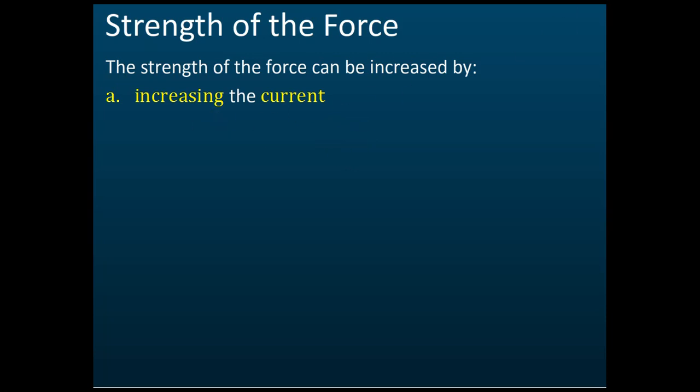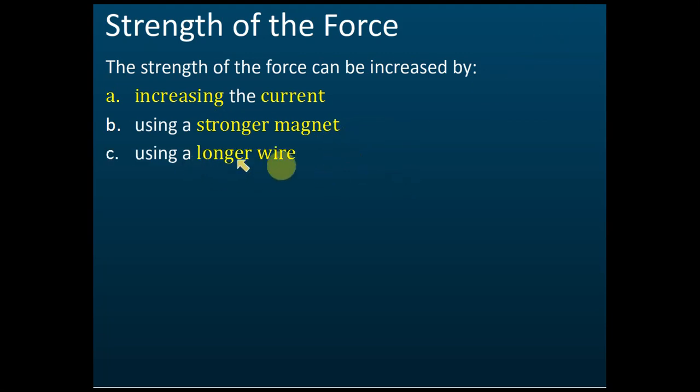Another is to use a stronger magnet. If you use a stronger magnet, then of course it will produce a stronger force. Use a longer wire. For example, if this is the field, north and south, you can use a short wire like this, or you can use a longer wire. The longer wire will produce a stronger force.